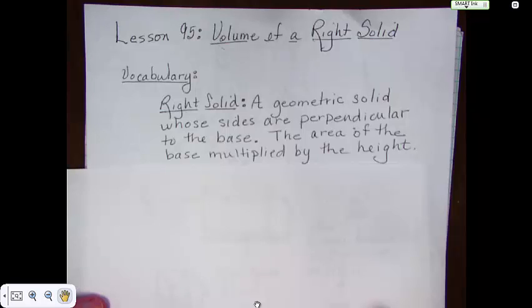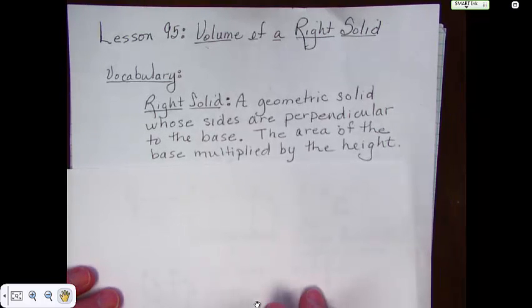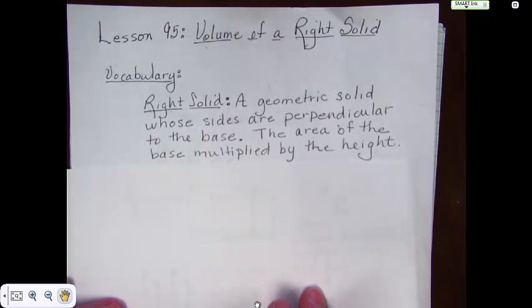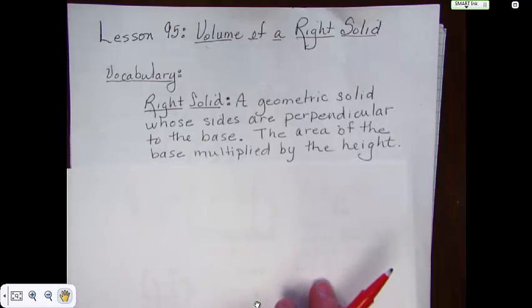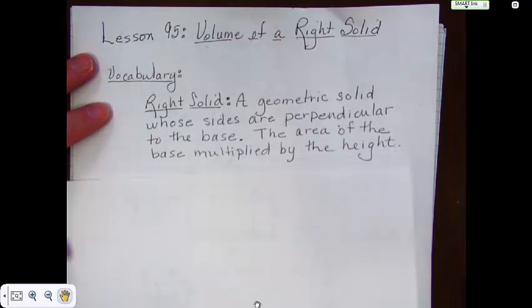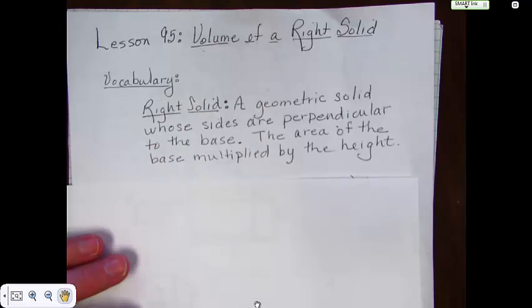The vocabulary on this particular one is, what is a right solid? A right solid is a geometric solid whose sides are perpendicular to the base. Perpendicular, of course, means up and down at a 90-degree angle. The area of the base multiplied by the height will give you the volume of that particular solid.